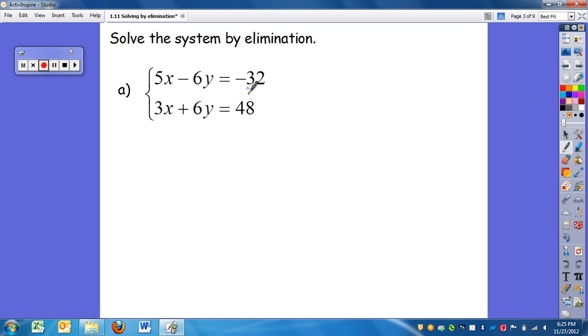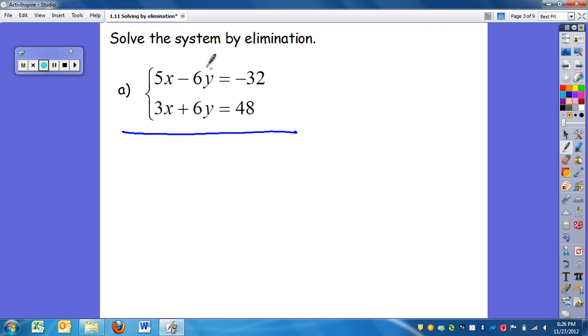So here's an example of solving by elimination. Again, notice they line up. I have the x's together, I have the y's together, the equal sign, and then I have the numbers, the constants together. And then also, notice I have variables opposite. The 5x and 3x are not opposite of each other. But the negative 6y and 6y are opposite of each other. If I add these two together, that would make 0. So I can go right away into elimination.